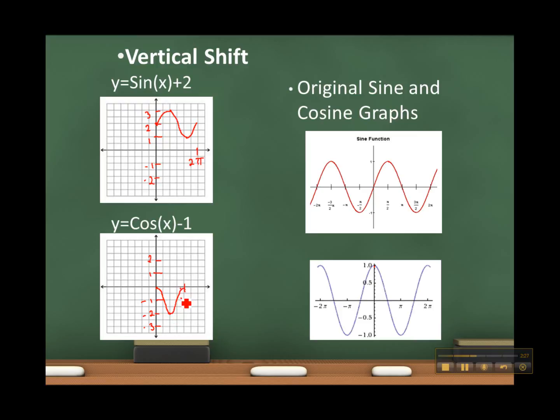I didn't change the period, so this has to be 2 pi, because I went from 0 to 2 pi. And here I need to go from 0 to 2 pi as well. And this is how you do the vertical shifting. Remember, positive means go up, negative means you go down.